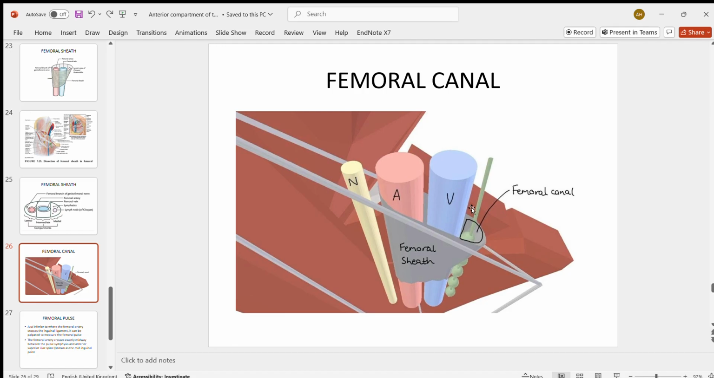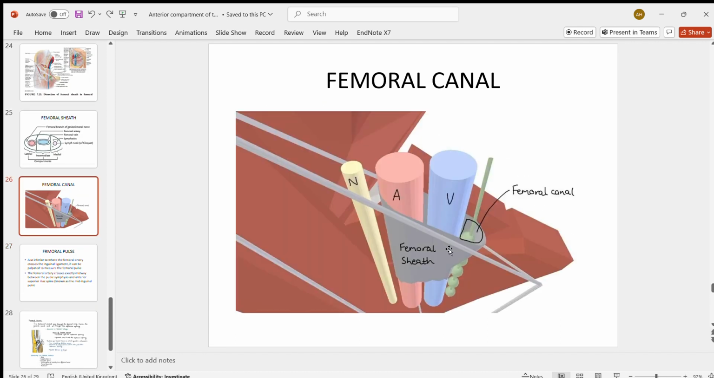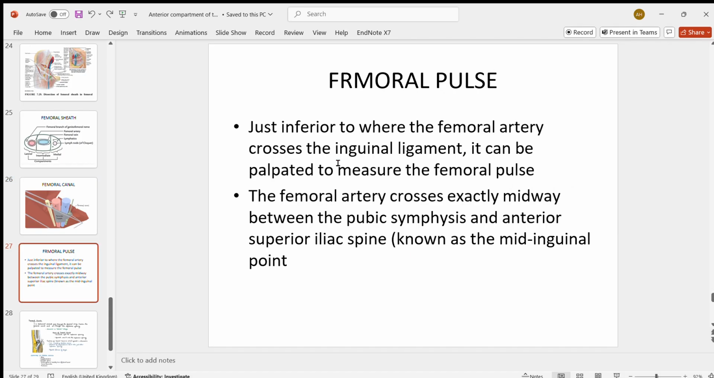This medialmost compartment of the femoral sheath is called the femoral canal, having the lymph node of Cloquet. The medial boundary of the femoral canal is formed by lacunar ligament, and the lateral boundary is formed by the septum that is separating it from the femoral vein. Femoral pulse can be palpated at the level of mid-inguinal point, just behind the inguinal ligament. It is a point midway between the pubic symphysis and the anterior superior iliac spine.